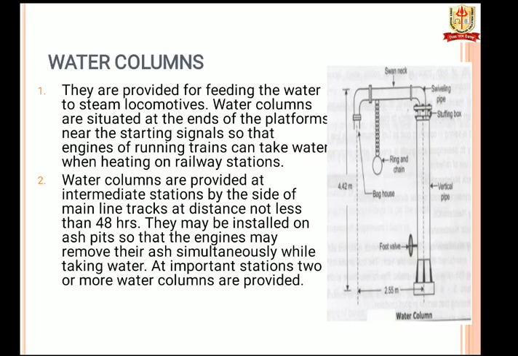Next is water column. They are provided for feeding the water to steam locomotives. Water columns are situated at the ends of the platforms near the starting signal so that the engines of running trains can be watered when they halt at the railway station. Water columns are provided at intermediate stations by the side of the main line track.